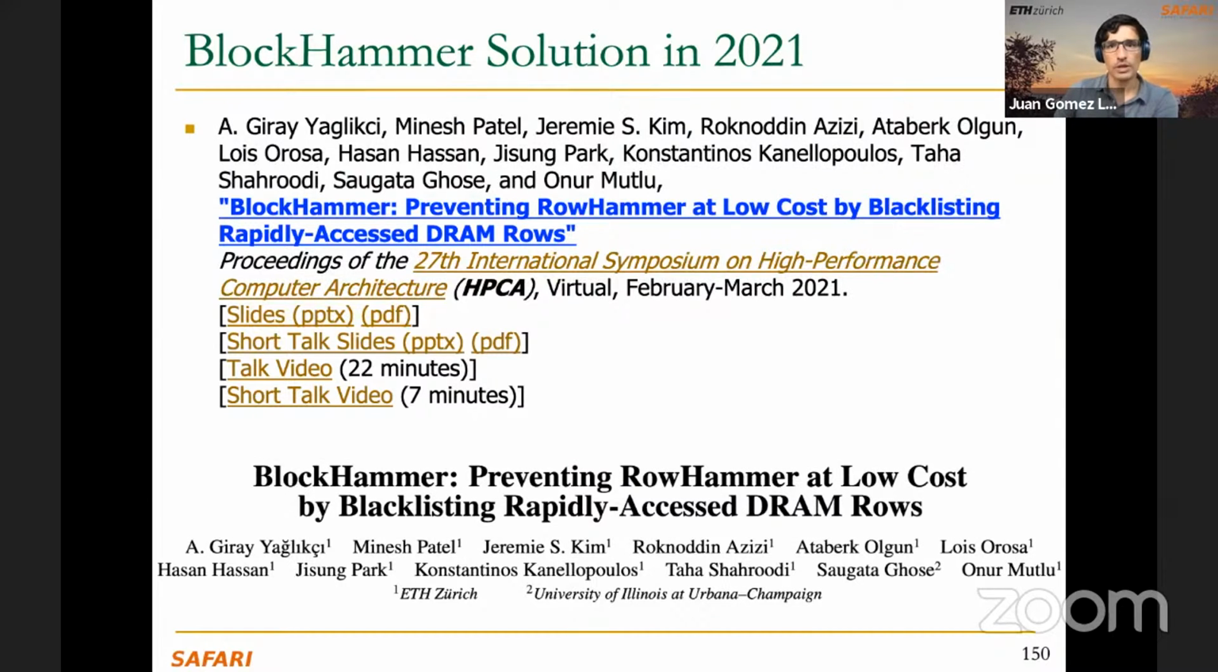BlockHammer, which Giray presented this year in February at HPCA, is a way of preventing RowHammer attacks by giving the memory controller the ability to detect those DRAM rows that are very frequently accessed. They are hammer rows, and it blacklists them, meaning putting their accesses on hold in favor of accesses to other rows, in order to avoid the RowHammer attack. This for sure will also be a very interesting reading and an interesting paper for this course.